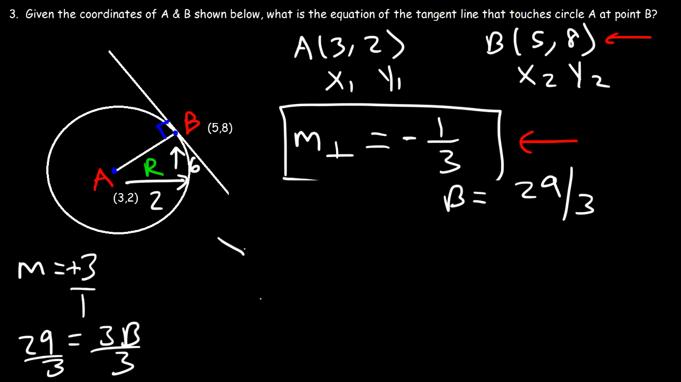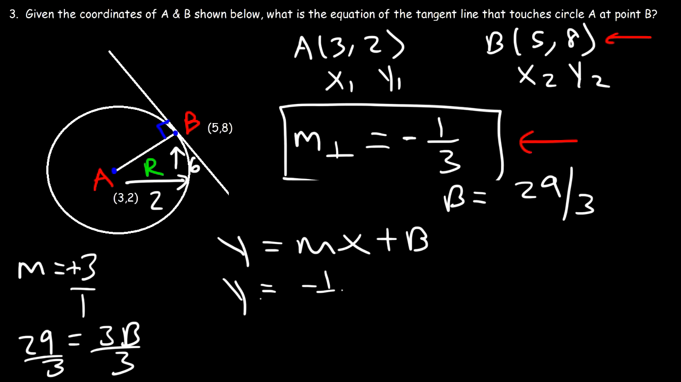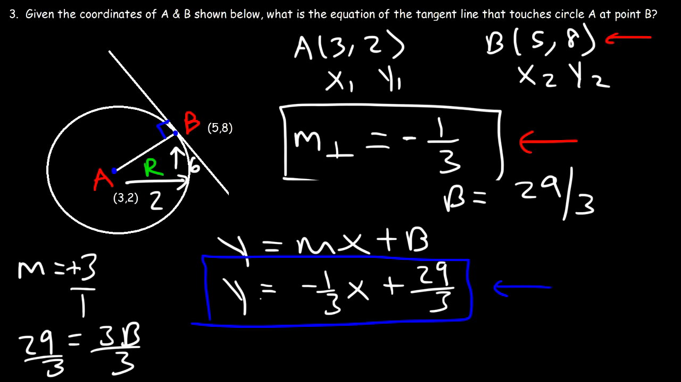So now we can write the linear equation. So first, let's start with the slope-intercept form. All we need to do is replace m and b. So it's going to be negative 1/3 x plus 29 over 3. So this is the equation of the tangent line in slope-intercept form.